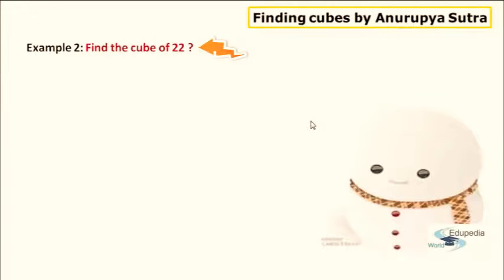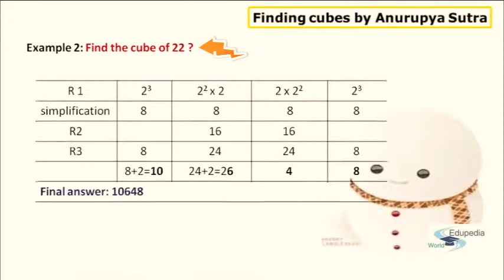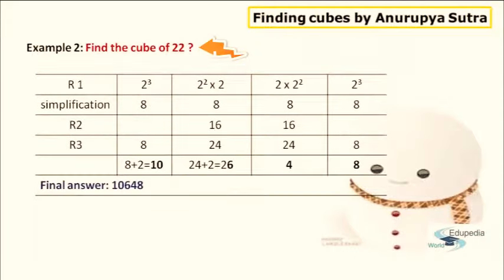So friends, to find the cube of 22, at first we have to make a table as shown here. I think you have a pretty good idea about the rows that we used in Anurupya Sutra at beginner's level. Here too, we use the same process but at a very short level. Now coming to the table, in the first row, in the first part, we have to cube the digit in the tens place of the given number. So here in the example 22, the digit in the tens place is 2. By cubing 2, we get 8 as the answer, and this 8 I have written in the next row over here.